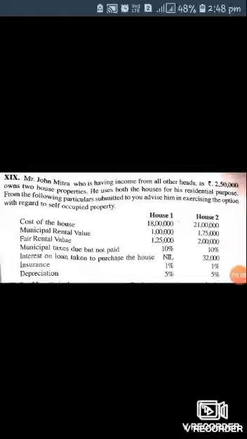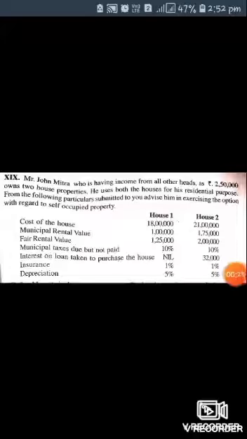Mr. John Mitra, who has income from all the other heads of 2,50,000, owns 2 house properties. He uses both houses for residential purpose. From the following particulars submitted, you have to exercise the option with regard to self-occupied property.